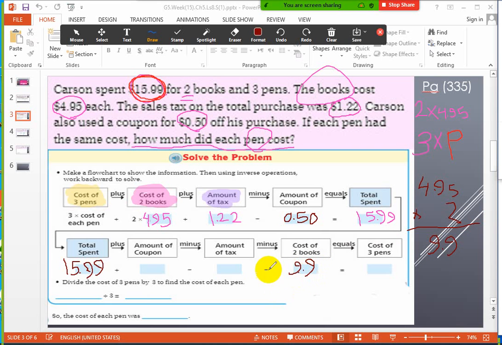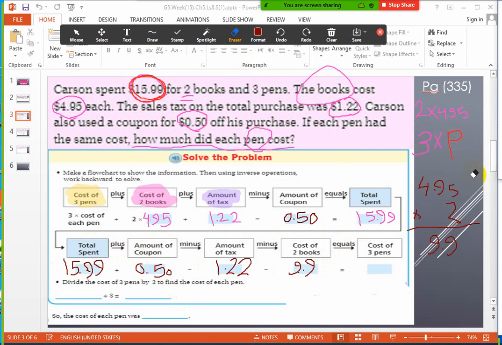Thank you, Real. Also, I have to take from this amount the tax that he spent. The tax is 1.22. But there is something. Here I have to add the coupon. Why do I have to add the coupon? Because the coupon already is a discount. That means if you subtracted it when you want to pay, then when you want to find the cost of the pens, you have to add it. That means it will be 0.50. Okay. Now you have to do this operation.